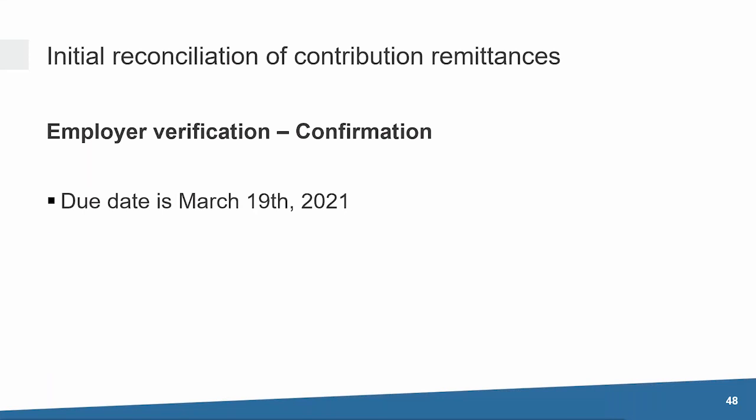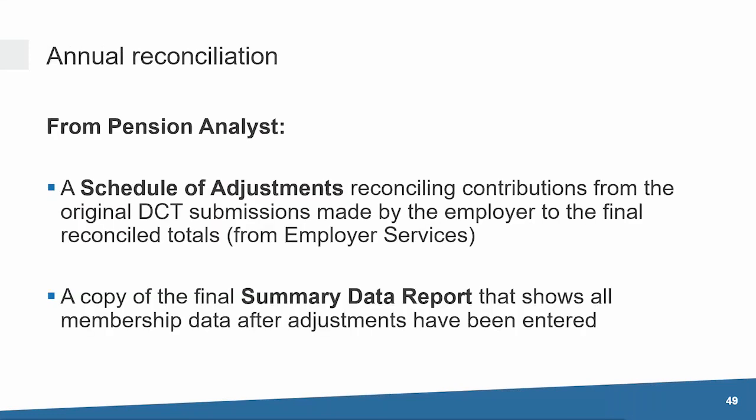Please make note of the deadline to bring forth any corrections. That deadline is March 19th, 2021. Please note that only if you have corrections should you email. If you do not have any corrections, you are not required to send an email.